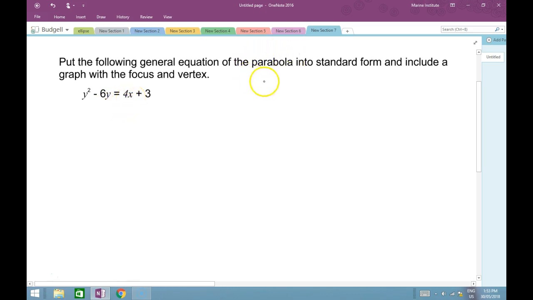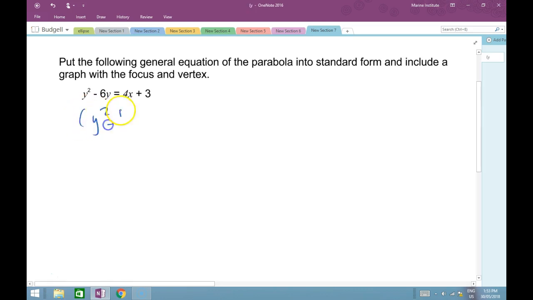Even without knowing that this is a parabola, you can get that from the equation itself. Only one term is squared. The y squared is the only squared term, so that tells you it's a parabola. First thing we're going to do is group all the y's. They're already grouped for us, and all the x's and the numbers are on the other side, so we can go right ahead and complete the square.